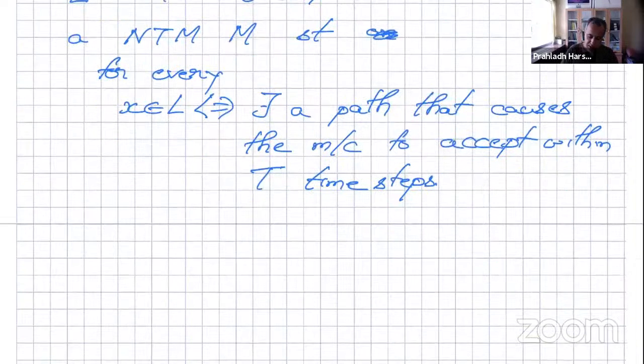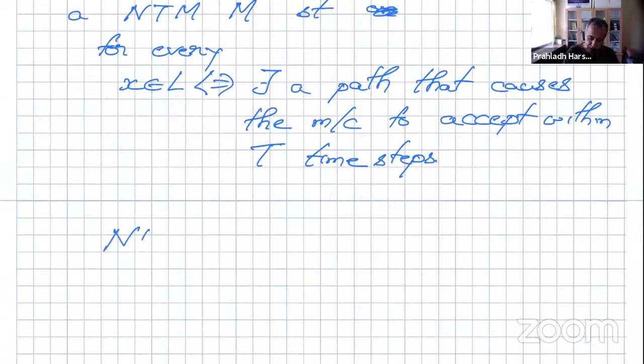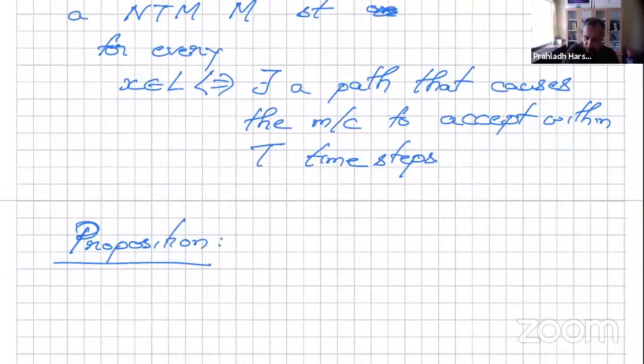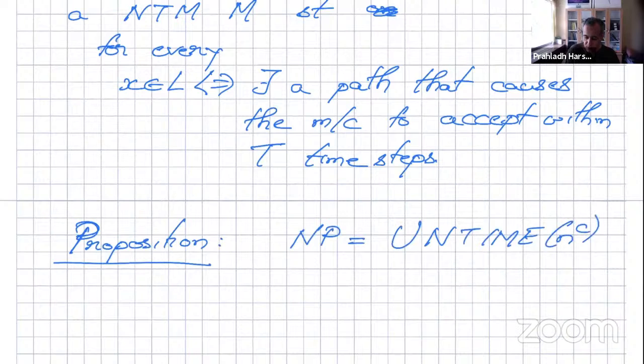Is that okay? And NP, what I want to say is the following. I want to make the following proposition, that we have defined NP in two different ways. So NP, the way we defined it earlier, is exactly the same as this definition. And why is this true? Let's just observe it and then we'll wrap up for the day.